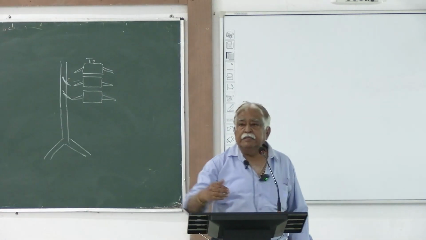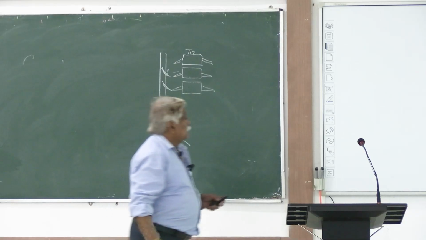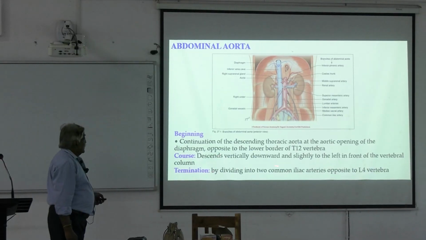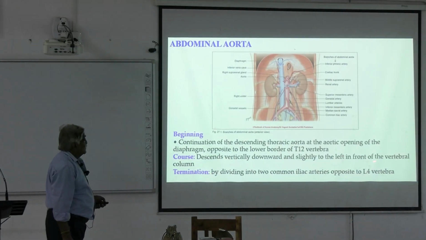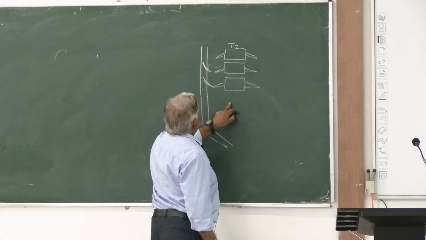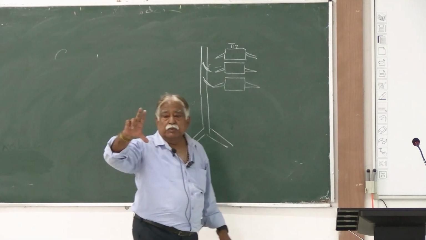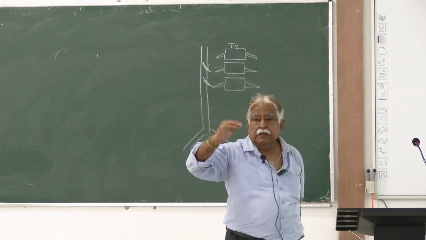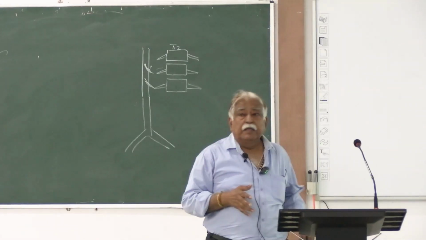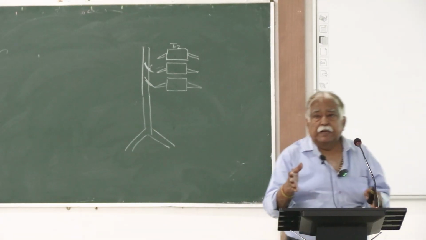It will be easy to reproduce in your examination. It descends vertically downwards and slightly to the left in front of the vertebral column. Termination: it divides into the 2 common iliac arteries opposite L4. This is L1, L2, L3, L4 you will see.